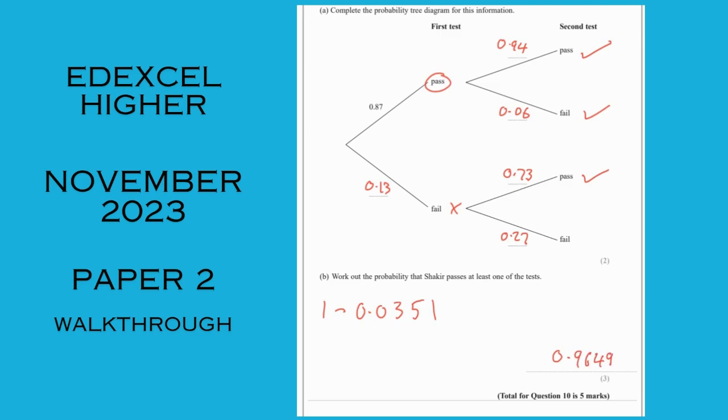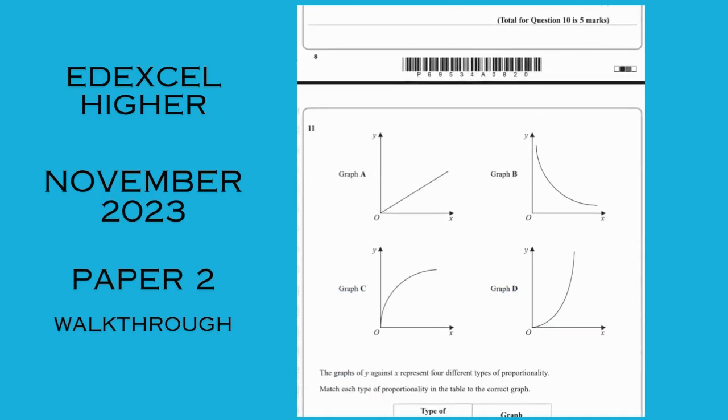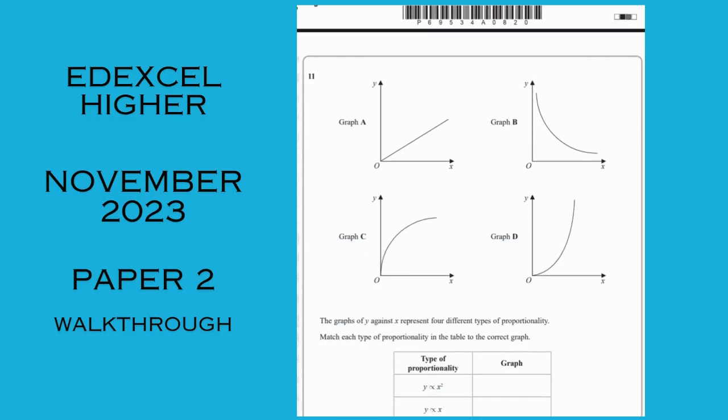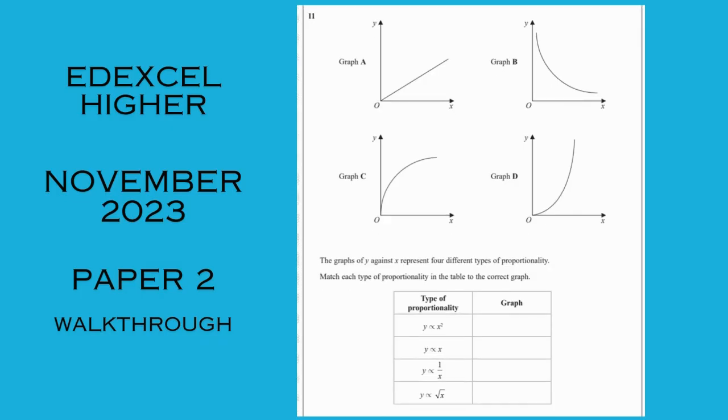If you'd have gone for the long way, it wouldn't be that long, let's be honest. On we go. So don't worry too much about this proportionality thing. Think about your graphs. Look at graph A. It's just a straight line. y equals mx plus c. That's your straight line graph. y is proportional to x.